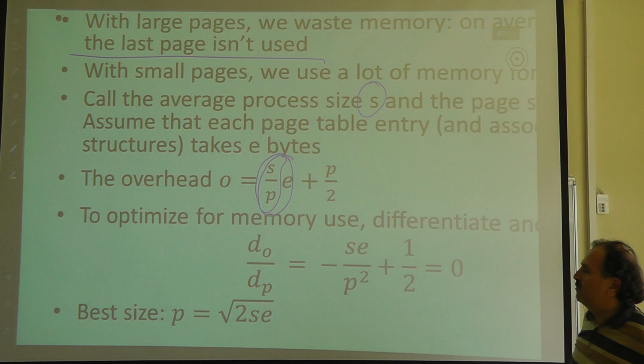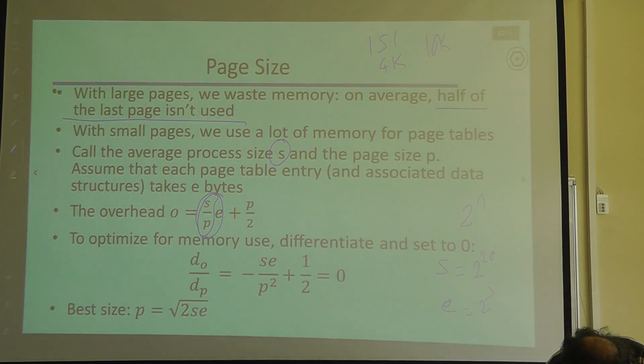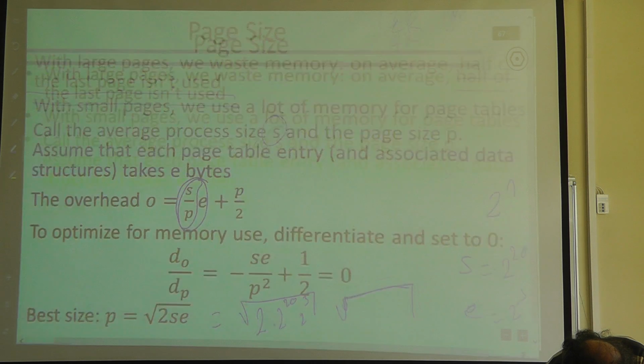Okay, formula for the page size. Remember we said to take the square root of 2 times s times e. S is 2 to the 20 and e is 2 to the 3. So if I calculate this one, what do I get?